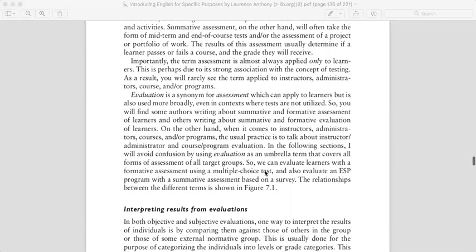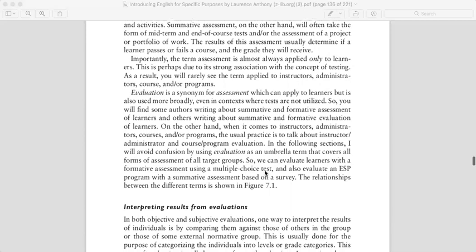Everything in ESP can be evaluated, but everything and everyone in ESP cannot be assessed. So assessment is related to the learners. Learners can be evaluated as well, but evaluation is basically related to the course programs and the overall evaluation of these programs, whereas students can also be evaluated.